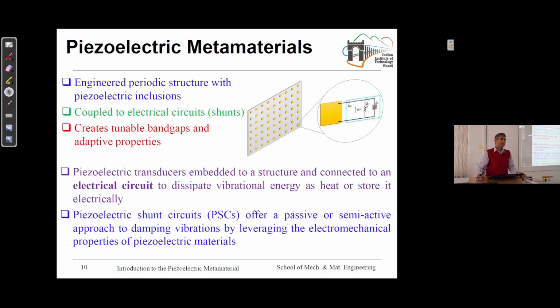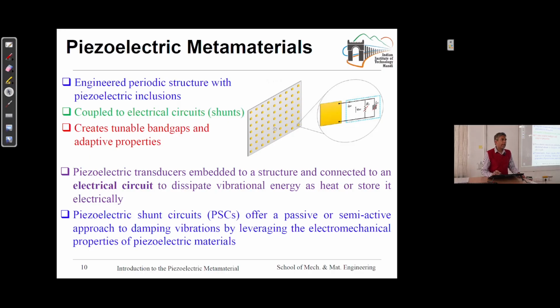Now, the actual topic of this course, the so-called piezoelectric metamaterials. In the piezoelectric metamaterial we have meta atoms. So these are the meta atoms, right? These meta atoms are made of piezoelectric materials, and this we have the matrix. Of course, you can see these atoms are arranged in a periodic manner, right?